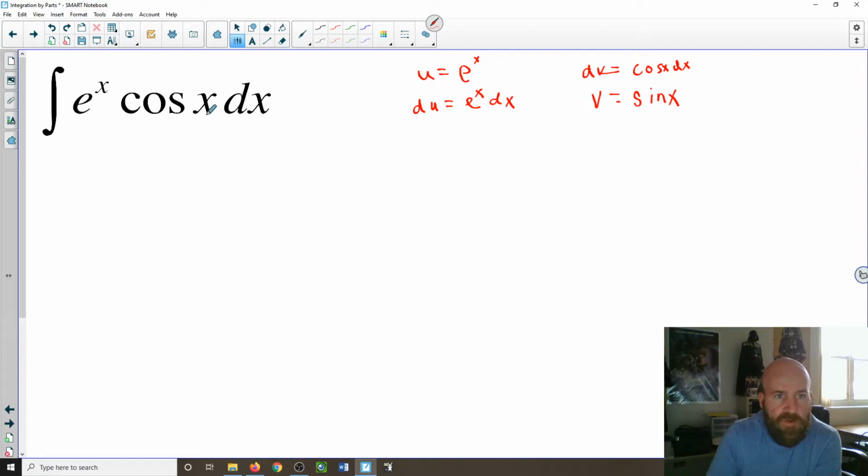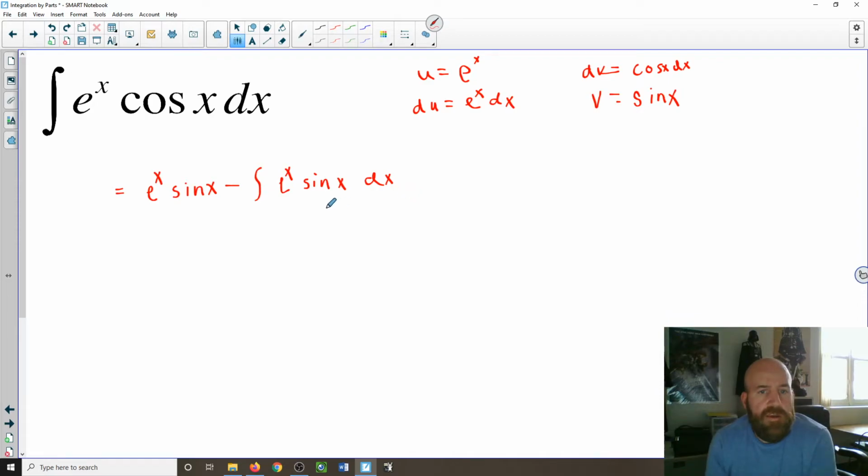So we have this integral equal to uv, so e to the x sine x, minus the integral of v du. So e to the x sine x dx.